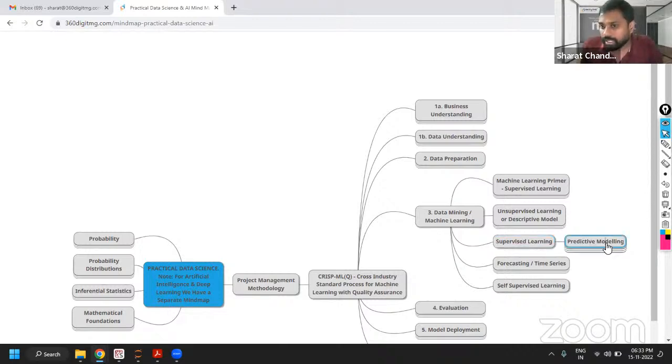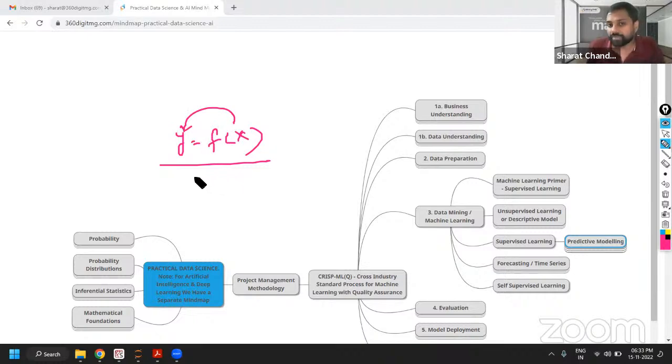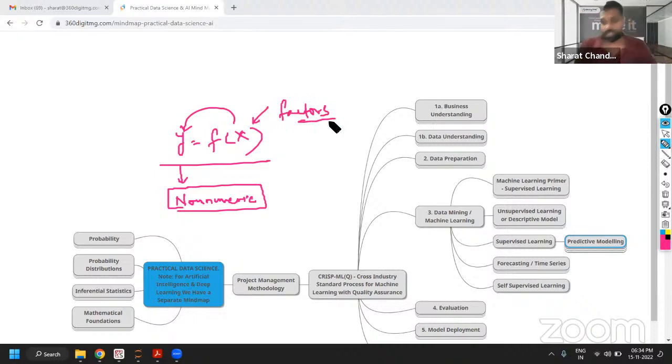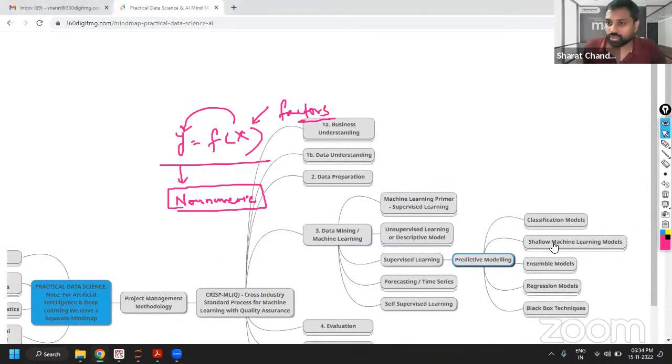But the scenario is we may not always find a mathematical equation which can express the relation between y and x in an effective way. For example, what if the output variable is non-numeric? I cannot simply come up with a mathematical expression, arithmetic operations basically. In these kinds of scenarios, we need alternative approaches which allow us to estimate a non-numeric output given the factors that are influencing those conditions. So in these cases, we have shallow machine learning models that we can use.